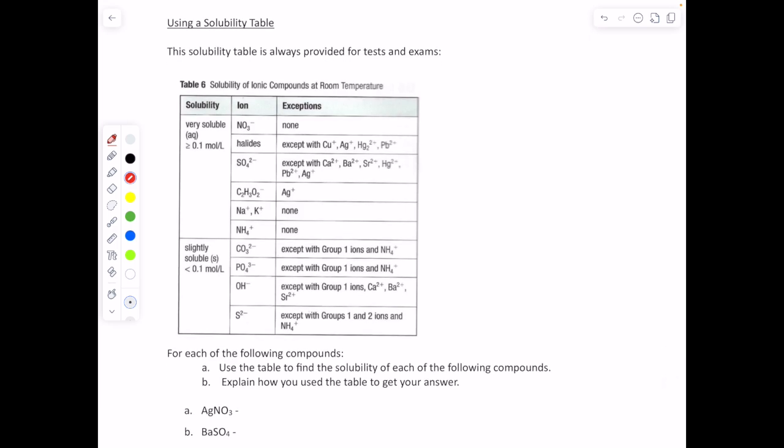Using a solubility table. The solubility table is always provided for tests and exams. And the solubility table tells you which ions are soluble and what exceptions exist. For each of the following compounds, determine the solubility.